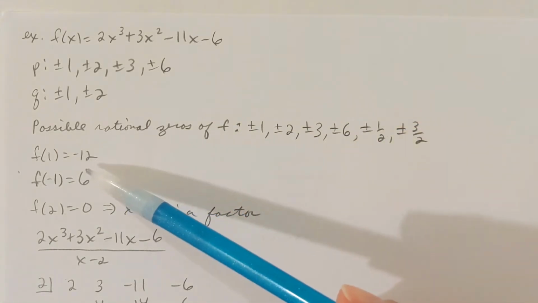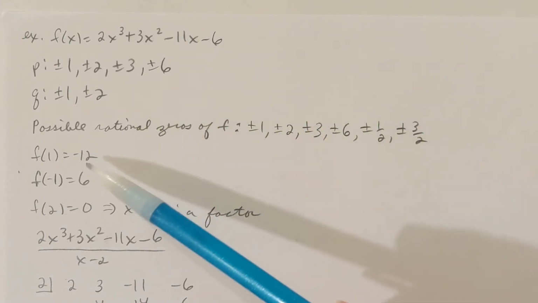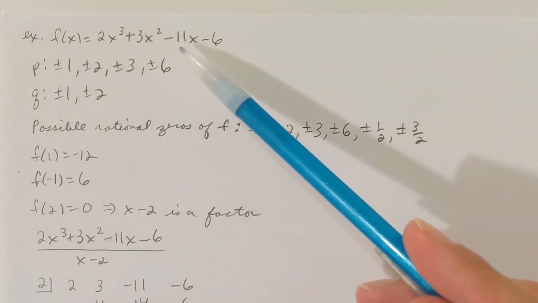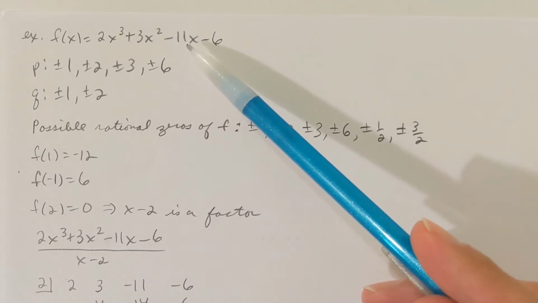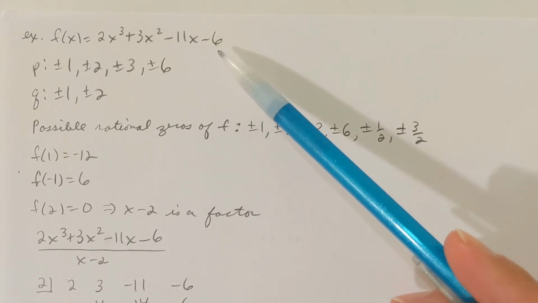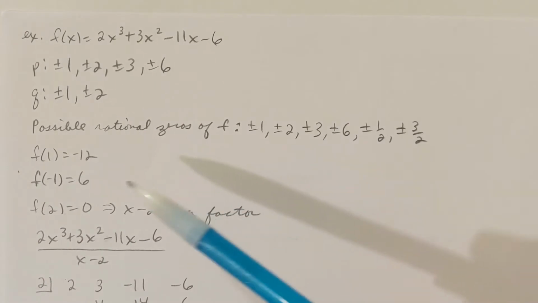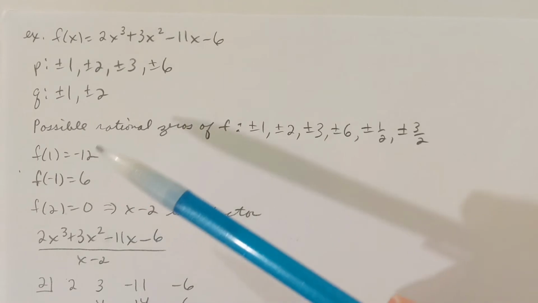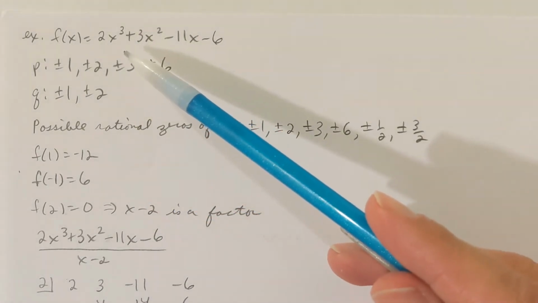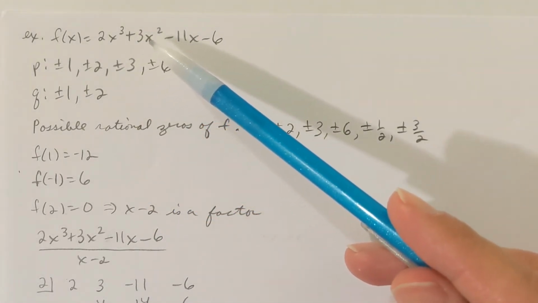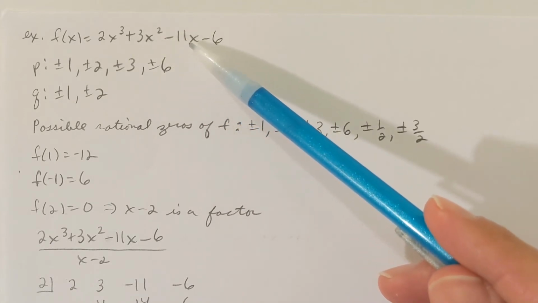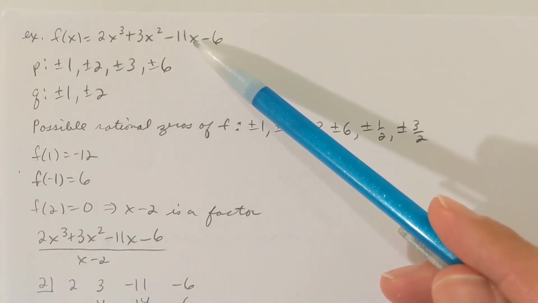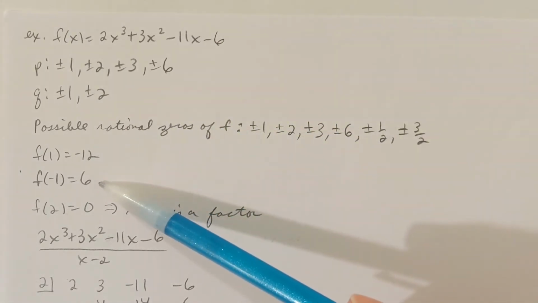f of 0 is negative 6. f of 1: 2 plus 3 is 5, minus 11 is negative 6, minus 6 is negative 12. Okay. f of negative 1: 2 times negative 1 is negative 2, plus 3 is 1, plus 11 is 12, minus 6 is 6.